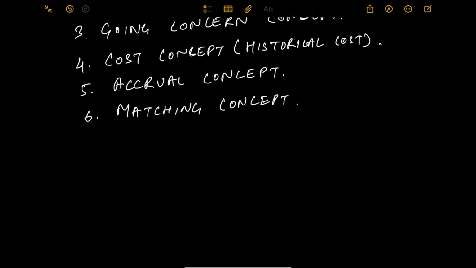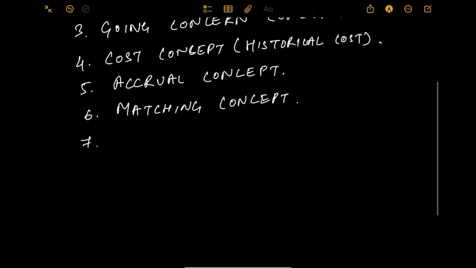The objective of the matching concept is to make sure the expenses are recorded, and based on the expenses, we will be able to derive what income a business has made in that period through all the accounting which is done for that specific period. Then we'll talk about the seventh concept, that is the consistency concept.